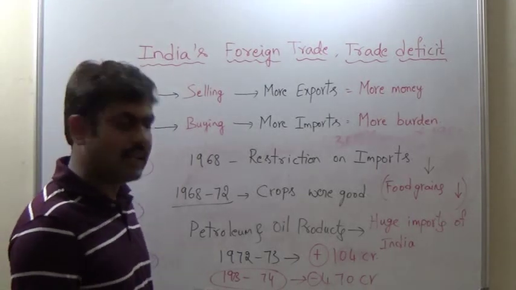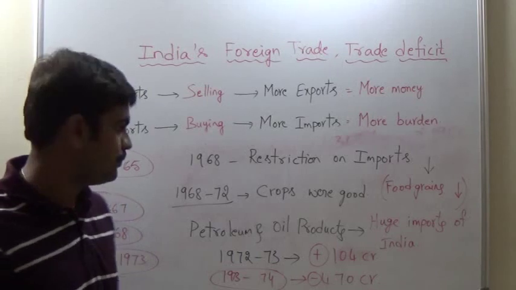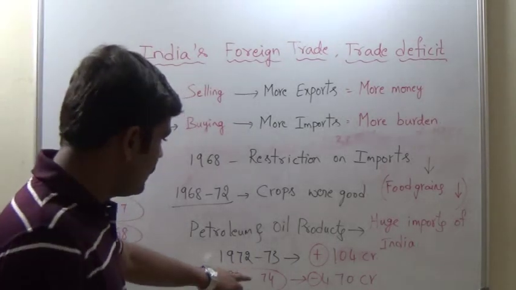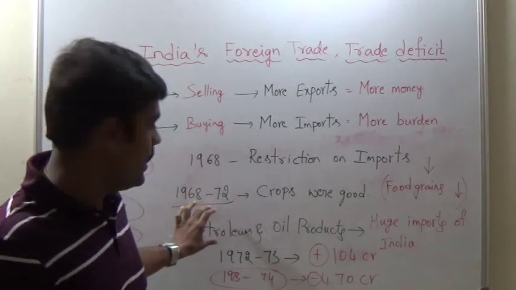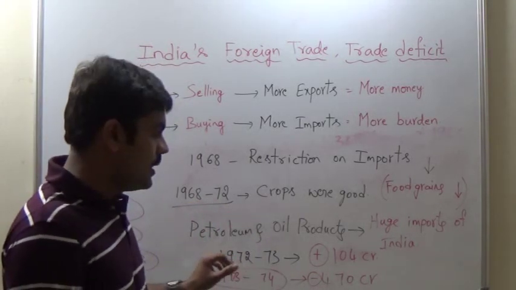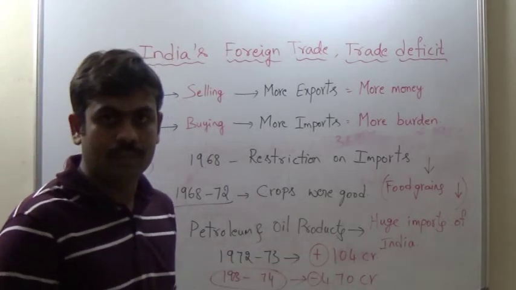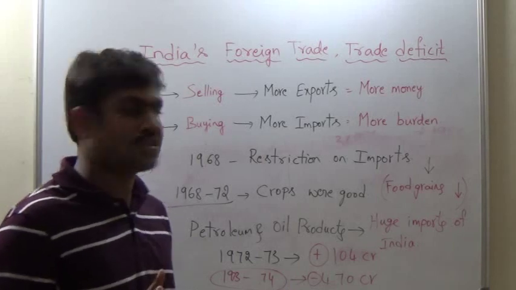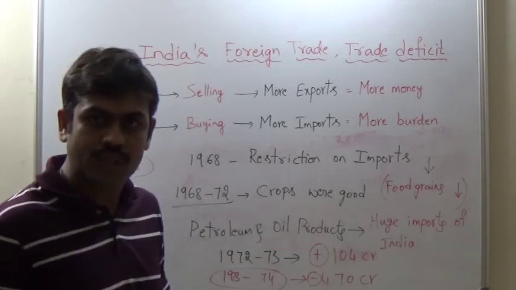Why did India immediately have a trade deficit in 1973-74? See, in the previous phase, due to ONGC discovering huge natural resources, the imports of petroleum and oil products came down, but the imports of petroleum and oil products were never stopped, because the consumption is huge.